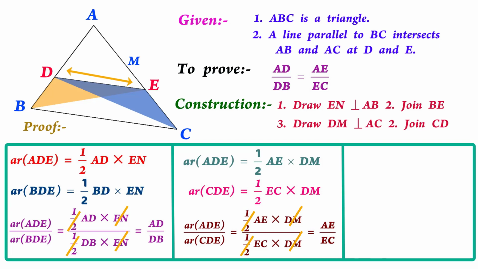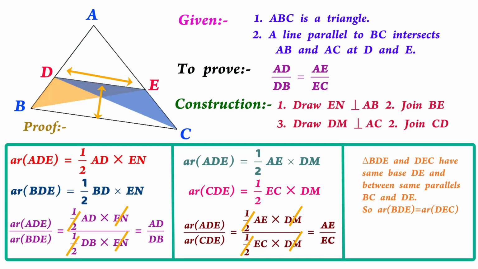In these two triangles, BE is common, which is the base of the two triangles. Since the two triangles lie between the parallel lines, the height will also be equal. Since both the height and the base are equal, these two triangles are equal in area. Since the left hand sides are equal, then automatically right hand sides will also be equal. Hence AD by DB will be equal to AE by EC.